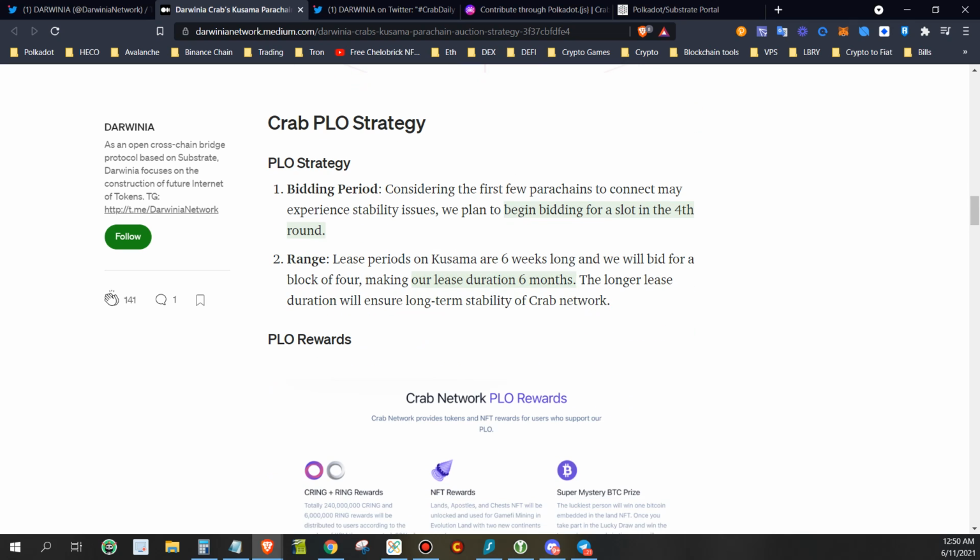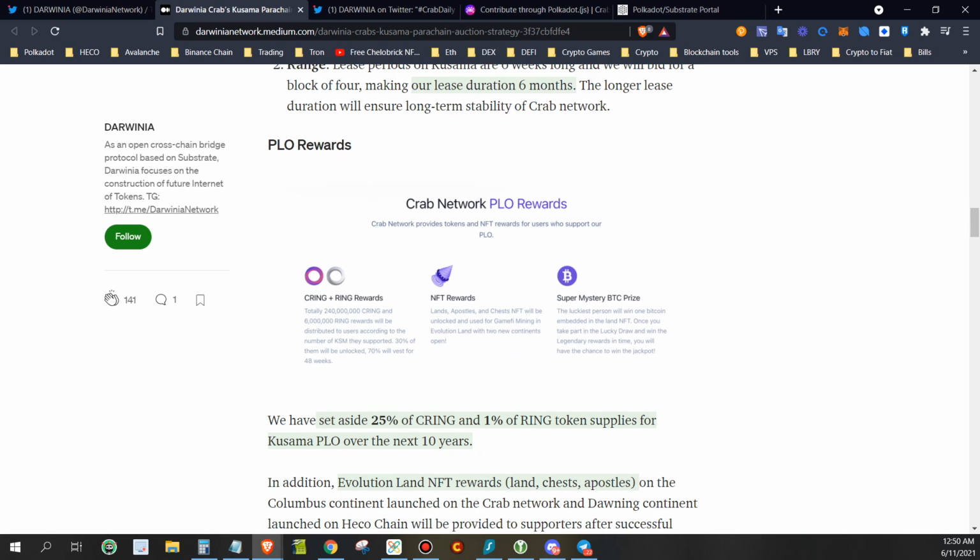So here are the Crab Network PLO rewards. C-Ring plus Ring, so it's a total of 240 million C-Ring and 6 million Ring. Rewards will be distributed to users according to the number of KSM they supported. 30% of them will be unlocked, 70% will be vested for 48 weeks. So 30%, so let's say you put in 1 KSM, and then yeah, it would be 30% of that.